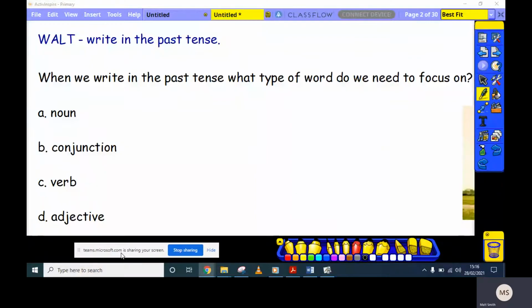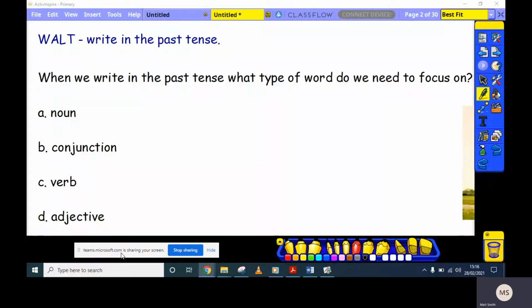Okay, so past tense. I've got a question for you. I'm going to share my screen and then I want you to see if you can work this question out. Okay, here we go. Right. So we're learning to write in the past tense. You know what the past tense is now because we learned that last week. We're now going to apply that knowledge and build some sentences up today in a fun way.